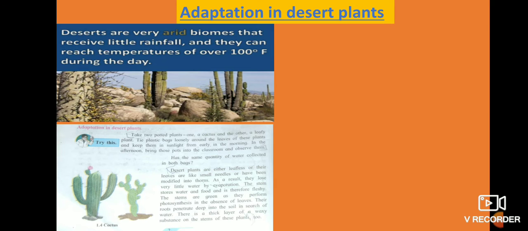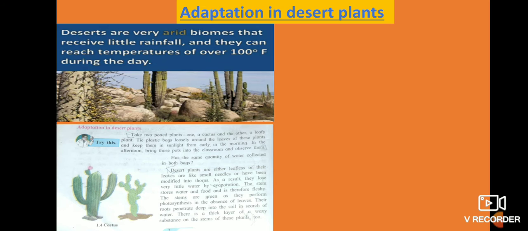Take a pair of potted plants, one a cactus and the other a leafy plant. Tie plastic bags loosely around the leaves of these plants and keep them in the sunlight from early in the morning. In the afternoon, bring those pots into the classroom and observe them. Has some quantity of water collected in both the bags?